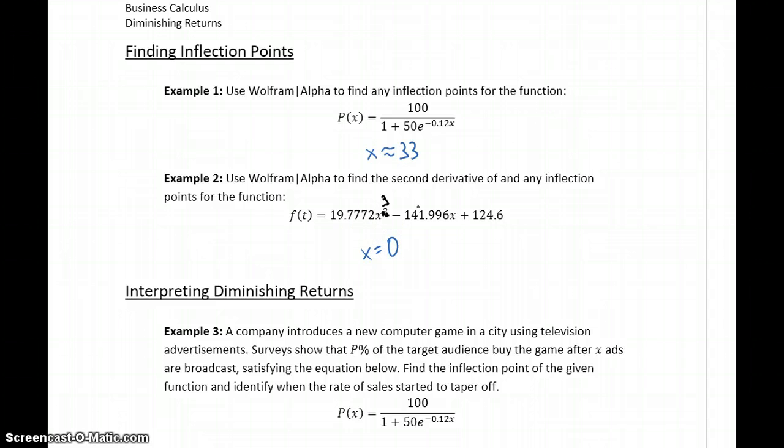So with Wolfram Alpha, finding those inflection points becomes very simple. So again, what we'll be focusing on when we look at these different application questions is coming up with that inflection point, or in some cases multiple inflection points, and then providing an interpretation for those results.